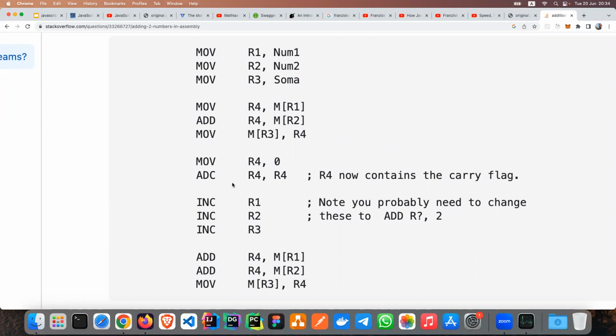But actually, it's clear that it's just instructions. For example, move some number to register 1. Increment the number which is in register 1. Add the number in register 4 with register 1. Move some stuff to some place. It's just instructions.